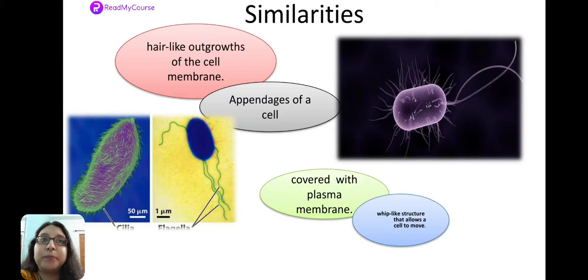So let's start. First of all, a little similarities. What similarities are present between a cilia and flagella? Both are hair-like outgrowths which are present on the outer surface of a cell membrane. So they are basically known as the appendages of a cell, right? And they are covered by plasma membrane, okay? And so basically they are whip-like structures which are extending from the outside of the plasma membrane, and their basic function is that they help in the movement or locomotion of a cell. Besides this, there are secondary functions also, but this is the basic function.